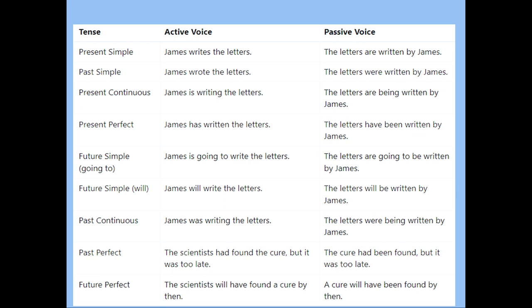The sentence is, James writes the letters. First of all you will identify the subject, verb, and object. James writes the letters. Who writes the letters? James. So James is the subject. What does he do? He writes. So writes has given you two pieces of information. One, the action he's doing, that is writing, and writes tells you that it is present tense. And what does he write? The letters. So the letters is the object.